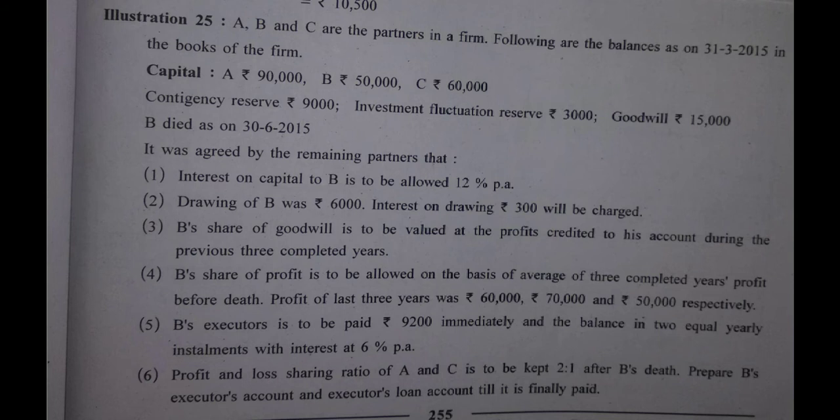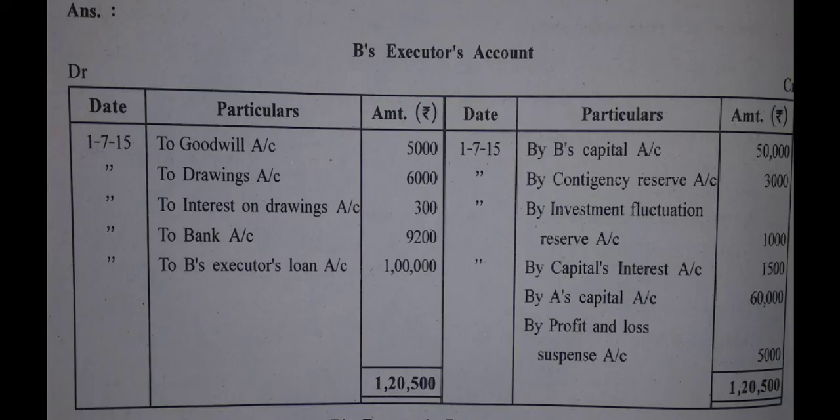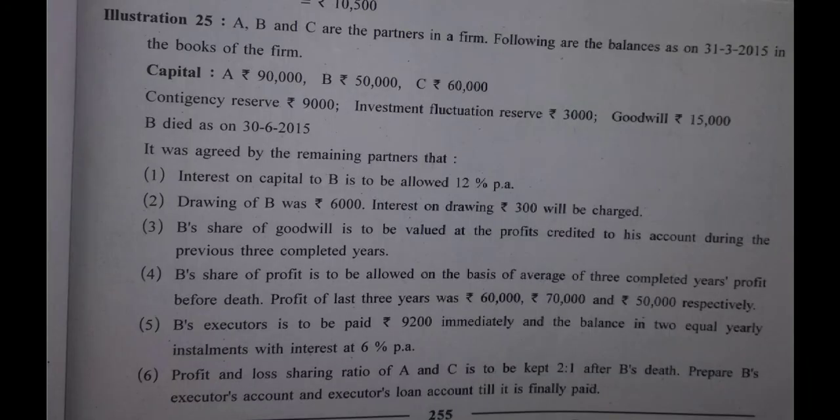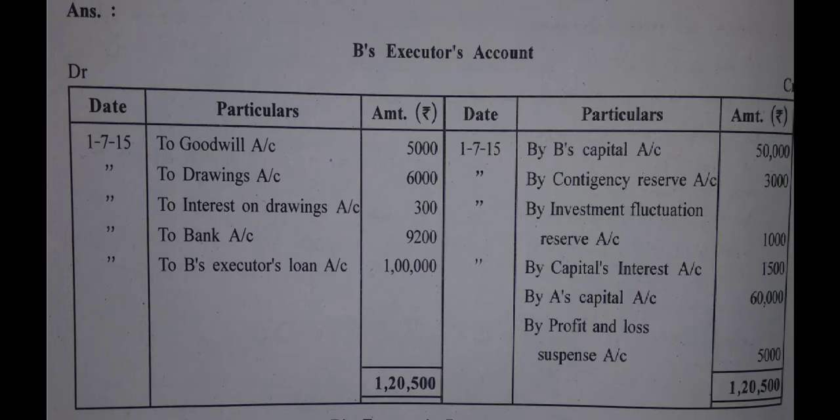Contingency reserve is 9,000 in the question. Once you distribute this in equal ratio, the old ratio is not given, hence we have considered it as equal ratio. So 9,000 in 3 equal parts is 3,000 each. Contingency reserve 3,000. And talking about investment fluctuation reserve, which is 3,000 in 3 equal parts, is 1,000. If you can see, by investment fluctuation reserve account 1,000.